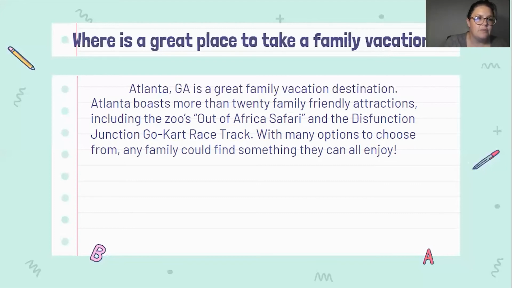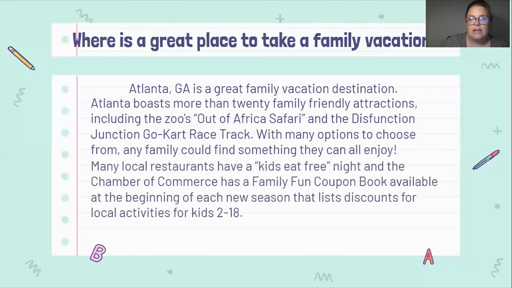Another way an author can support their claim is by using factual evidence or data. For example, the author could also say, many local restaurants have a kids eat free night, and the Chamber of Commerce has a family fun coupon book available at the beginning of each new season that lists discounts for local activities for kids 2 to 18. Both of these statements can be checked at another source. People could look this information up online or through the Chamber of Commerce. So it's not just the author saying it, it shows that it's factual evidence.